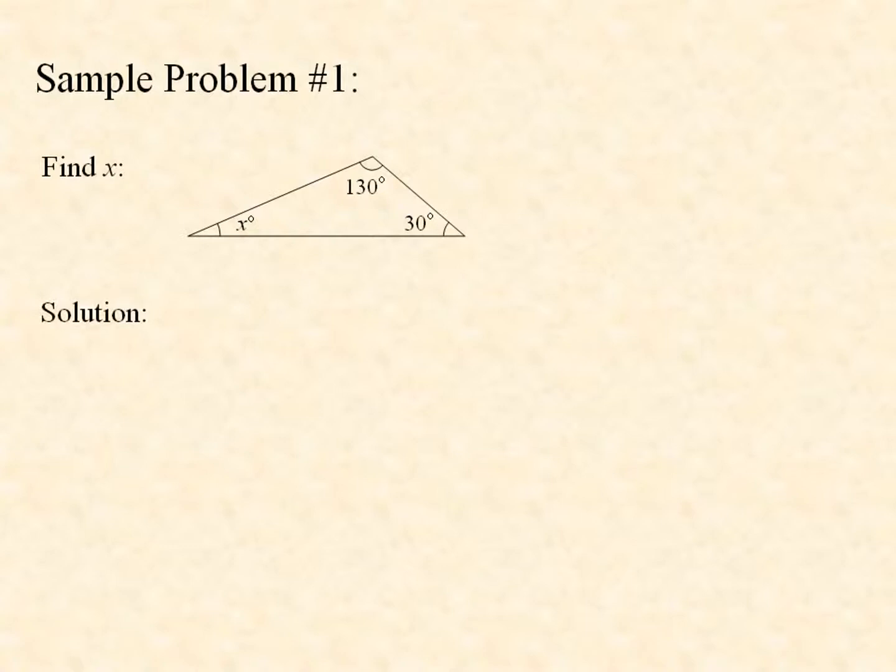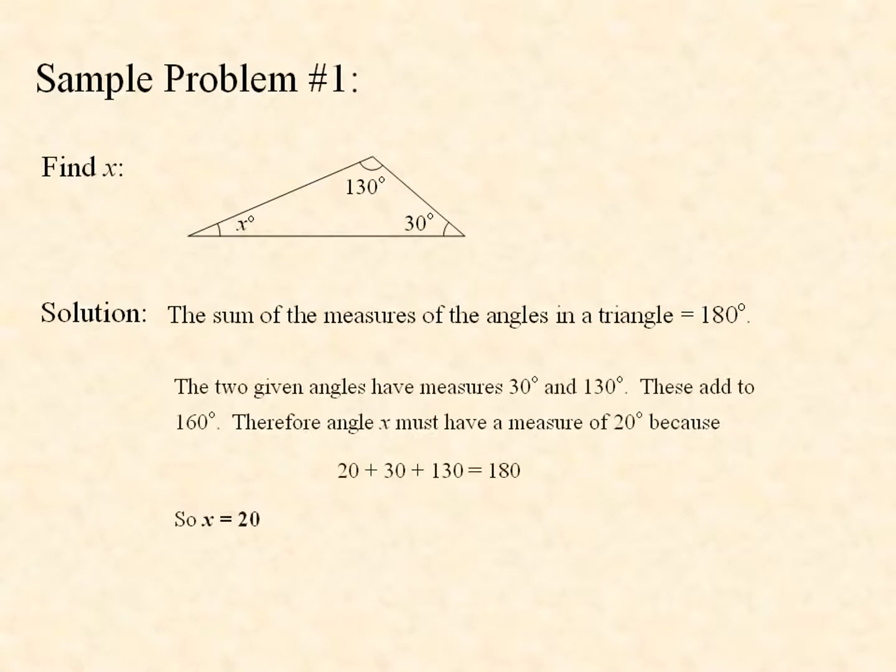Sample problem number 1. Find x. The triangle has two given angles, and we're to find the third angle. Just remember that the angles of a triangle add up to 180 degrees. Since 130 and 30 add to 160, that leaves an extra 20 for x. In other words, 20 plus 30 plus 130 is 180, so x is 20.